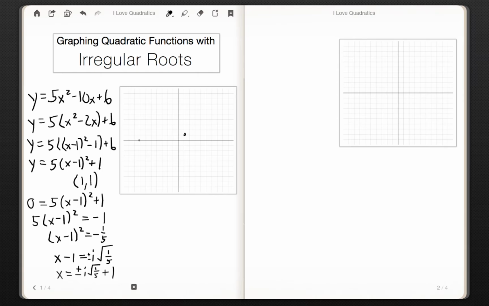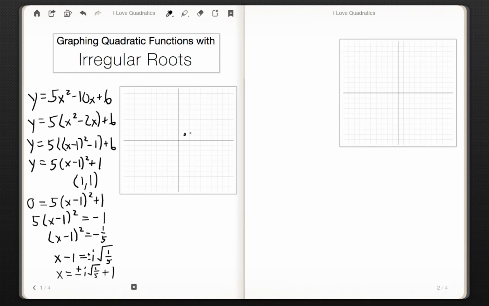So we actually don't have any real roots, any roots that we can plot on the x-axis, which means the graph never crosses the x-axis. So how is it possible that we have no roots here? Well, it's because the parabola is opening upward here like this, and since the vertex, we're already starting at a positive y value, we just never go all the way down to the x-axis.